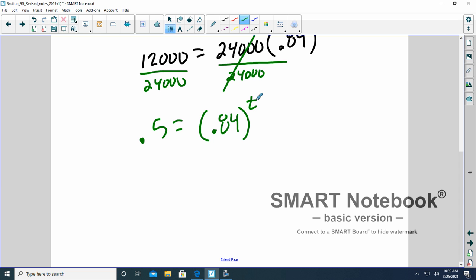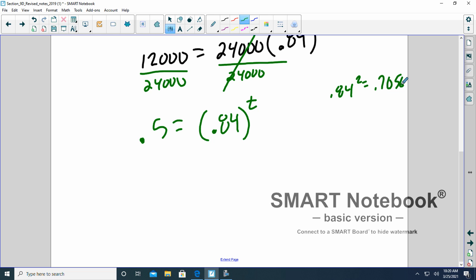I mean, I guess if we plug 1 in for t, we'd wind up with 0.84 is equal to 0.5. No, that's not going to work. I could probably go 0.84 raised to the second power. If I did that on a calculator, that might be one way of approaching it. So if I did 0.84 squared, that gives me 0.7056.